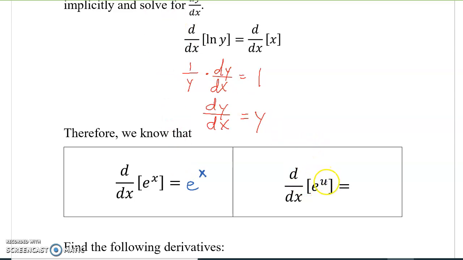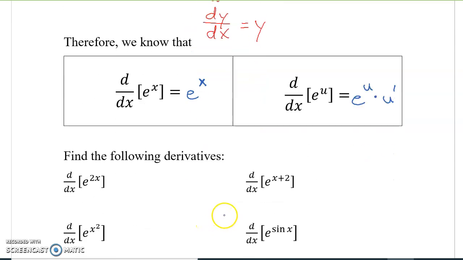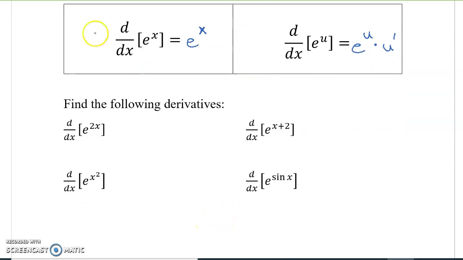Or more generally, if we don't have x in the exponent, but we have something more complicated, that's the composition of functions. So we still get the same e to the u back again, but we also have to remember the chain rule. So multiply by u prime. So that's a nice derivative pattern, right? All we have to do is, whatever we have e raised to, we still have e raised to. We just have to remember the chain rule.